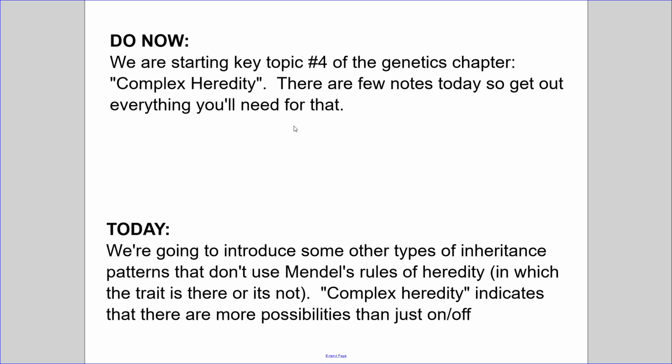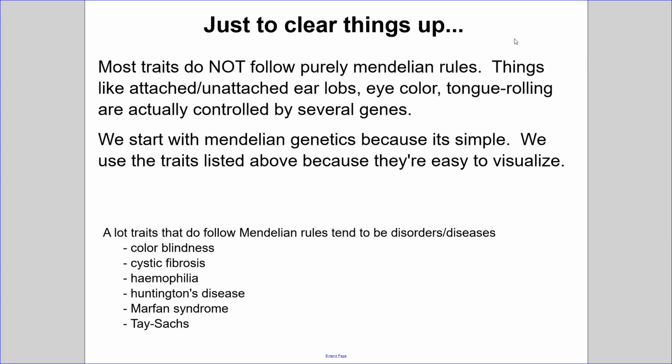So we're going to introduce some other types of inheritance patterns today that don't explicitly follow Mendel's rules for heredity. In other words, it's not going to be a dominant and recessive rule. It's a little bit different. I don't want to use the word complex, I suppose, just different rules is what we'll be looking at. So just to clear things up, and to kind of remove some misconceptions.